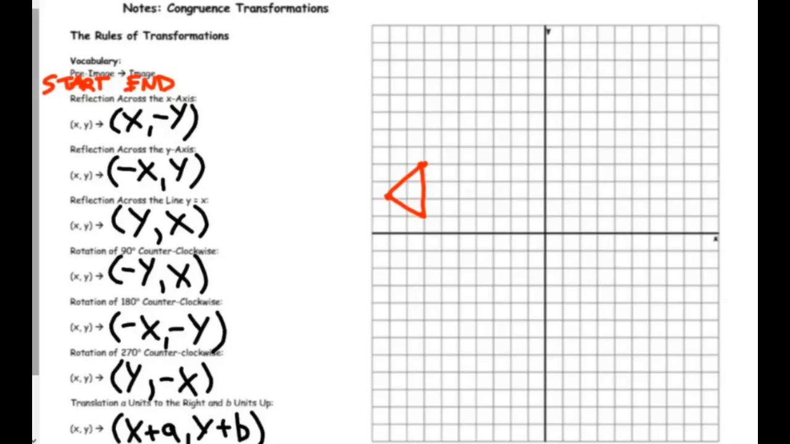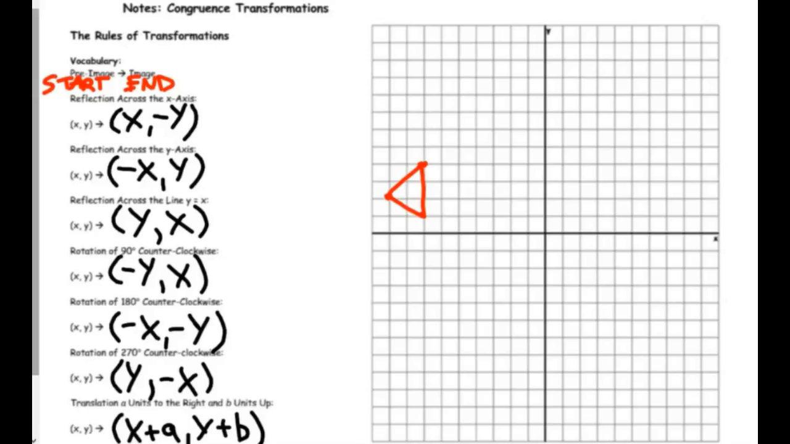Those are all of our rules for 3 different types of transformations. The first 3 all say reflection. There's 3 ways to reflect. It can be across the x, which is kind of vertically. There's across the y, which is horizontally. The only other direction is kind of diagonally, across y equals x, like it says right there.